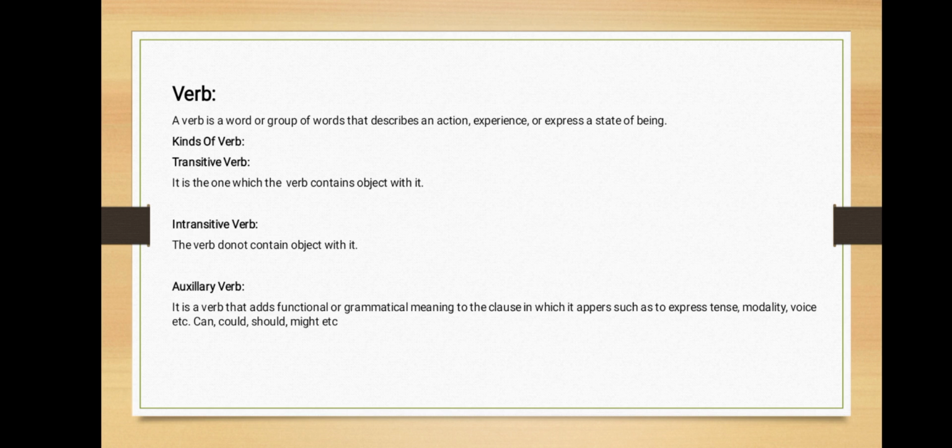We have a verb that contains an object. Intransitive: the verb does not contain an object with it. Just like she moved on, they jumped. As you can see, there is no object in it.